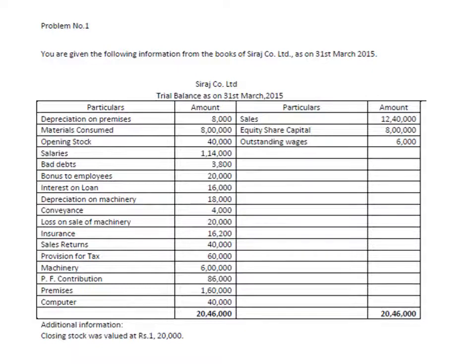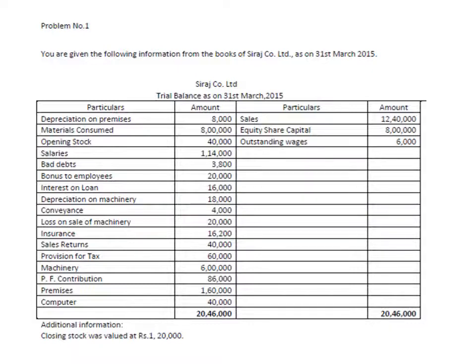Then we have provision for taxation. Provision for taxation should be made. This provision should be made out of the profits of a company. That means first we have to arrive at the profit or loss of the company, and then this provision has to be made. Then we have machinery.